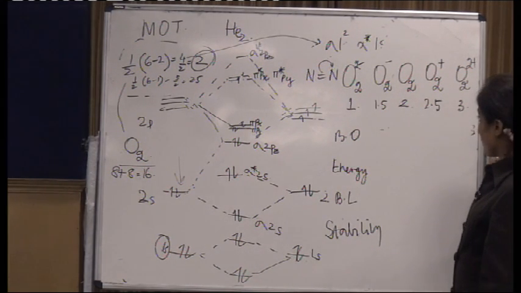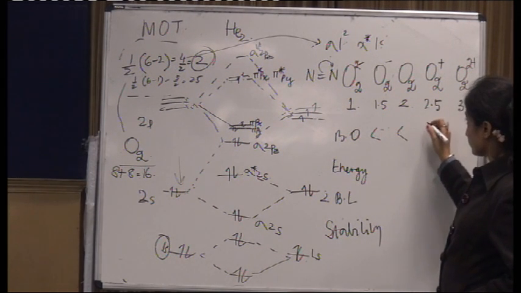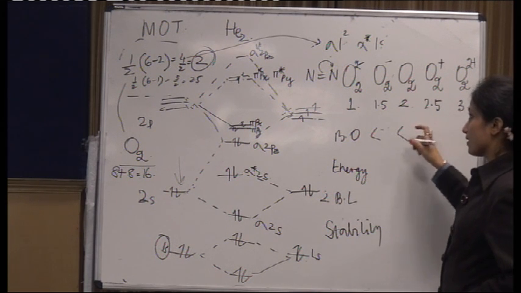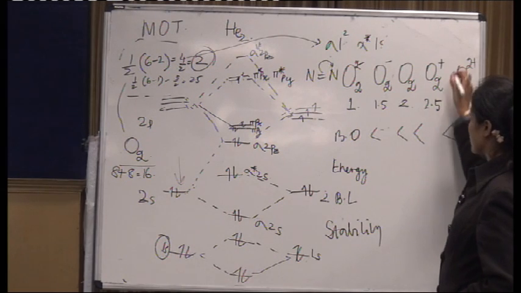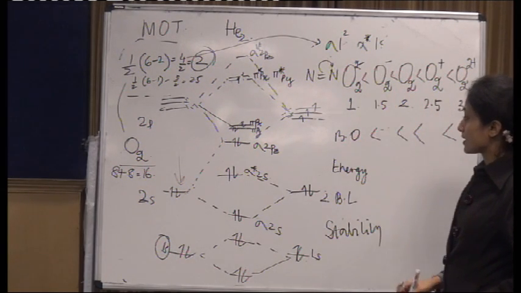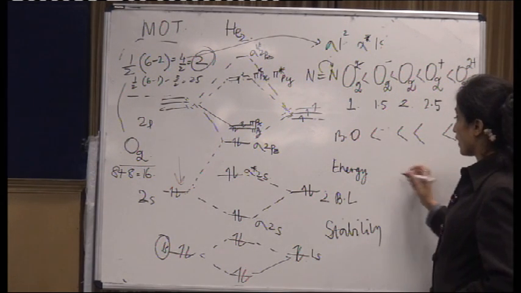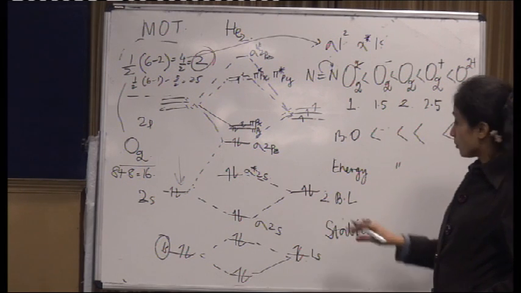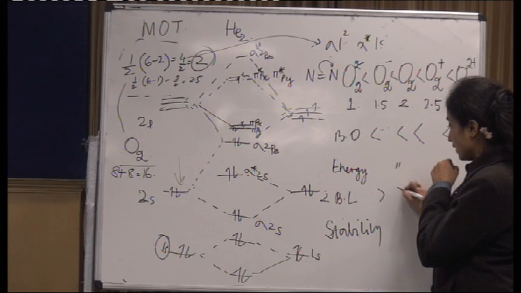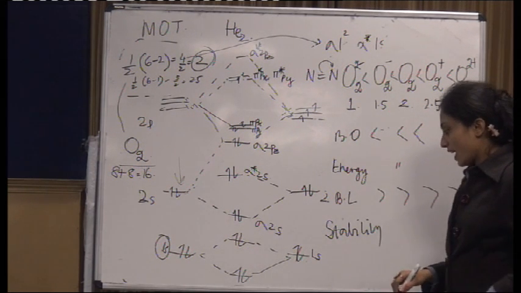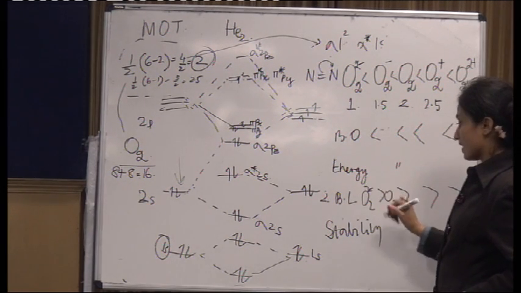Now look at the trend. The bond order trend is O2 2 minus is less than O2 minus is less than O2 is less than O2 plus is less than O2 2 plus. So the bond order trend is like this. Greater the bond order, greater will be the bond energy. So the bond energy trend will also be the same. Bond length trend will be the reverse, because they are inversely proportional, and that means O2 2 minus will have the highest bond length.